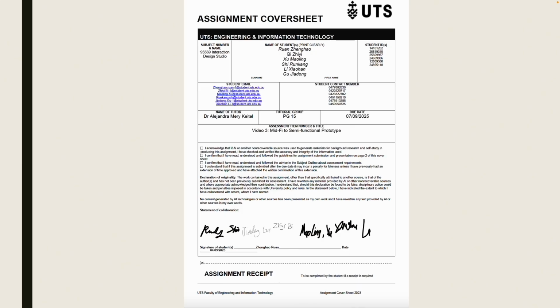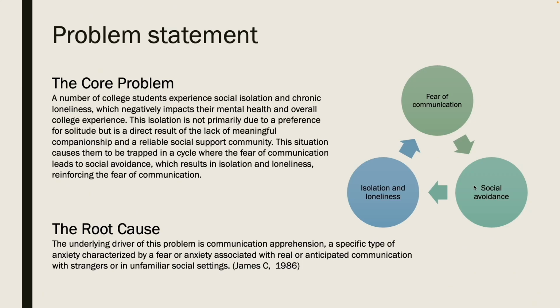So this is our cover sheet. This is our current problem statement. We haven't changed this since the problem statement had big changes in sprint 2. The core problem is we find some college students experience social isolation and loneliness, which negatively impacts their mental health and overall college experience. So they're trapped in a cycle where the fear of communication leads to social avoidance, resulting in isolation and loneliness, which in turn reinforces the fear of communication.